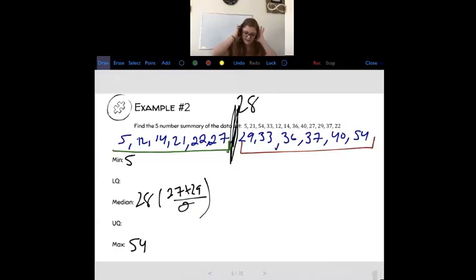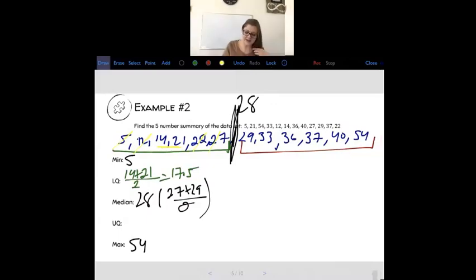And so now we calculate the median of the lower half. I'm going to cross off values. And so we've got two numbers in the middle. In order to calculate the lower quartile, which is the median of the lower half, we take 14 plus 21 and divide by 2. So it would give us an LQ of 17.5.